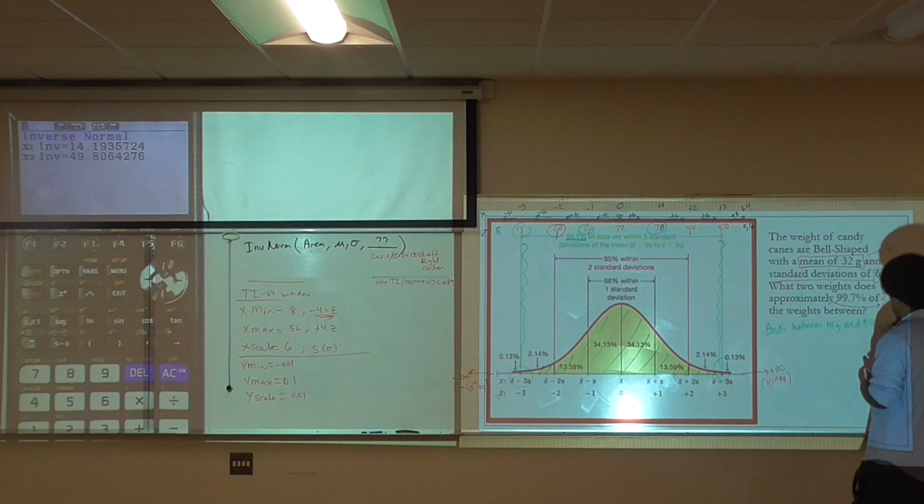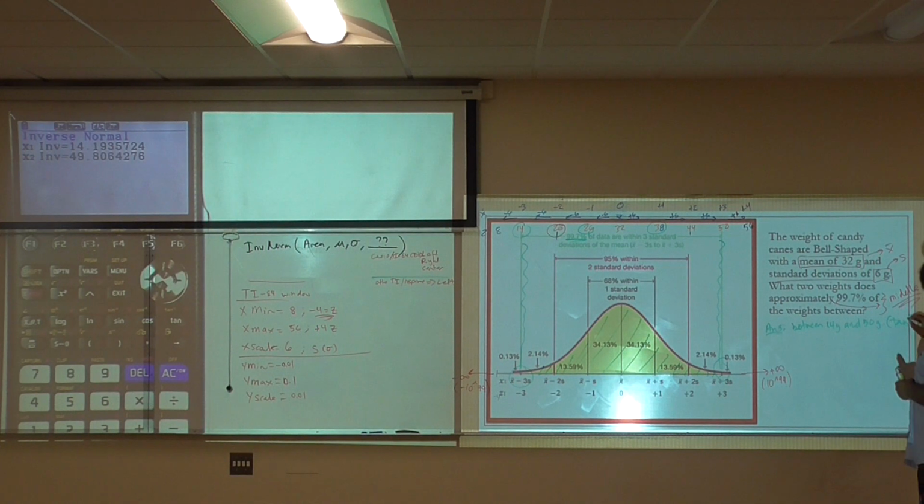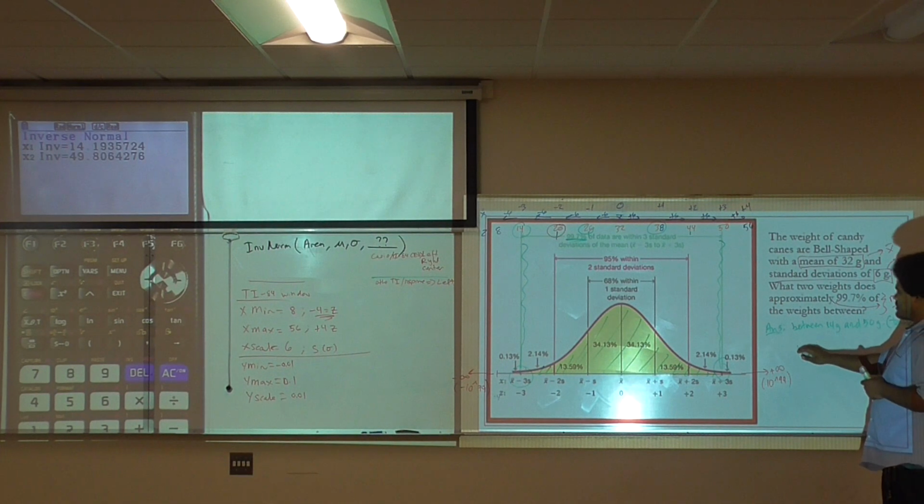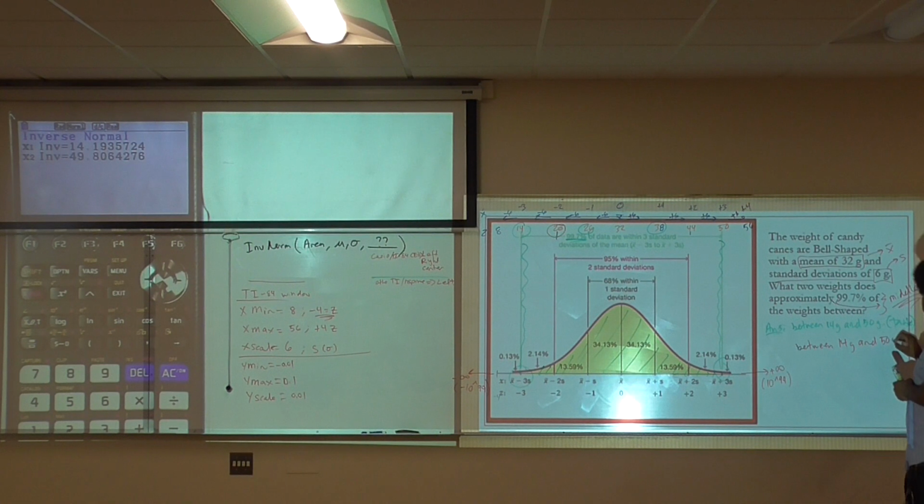So this was the table. Using technology, I get the same answer. So I'm still looking at between 14 grams and 50 grams. You see that? Pretty cool, pretty nice. So that's what's happening there.